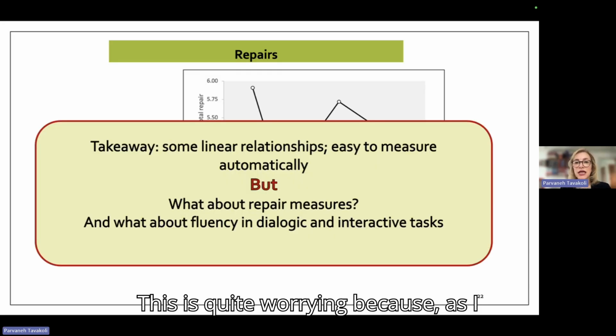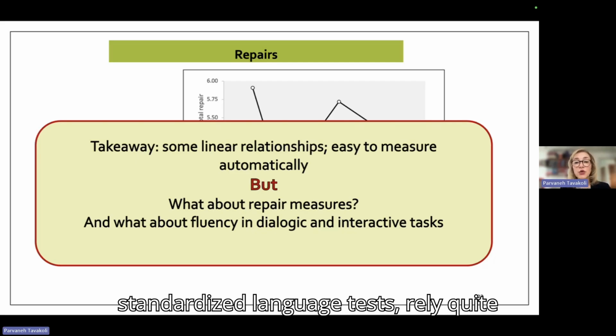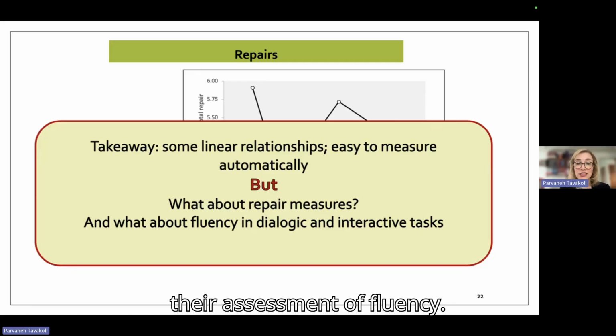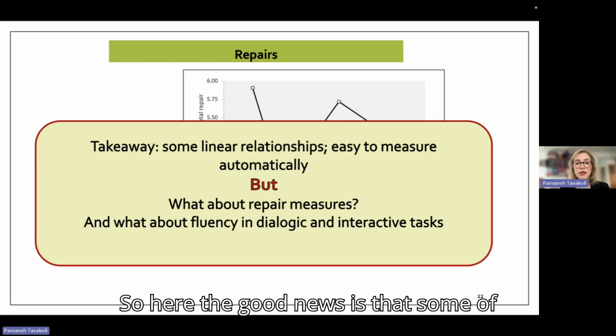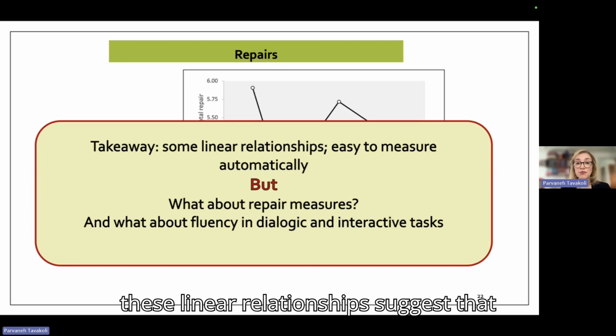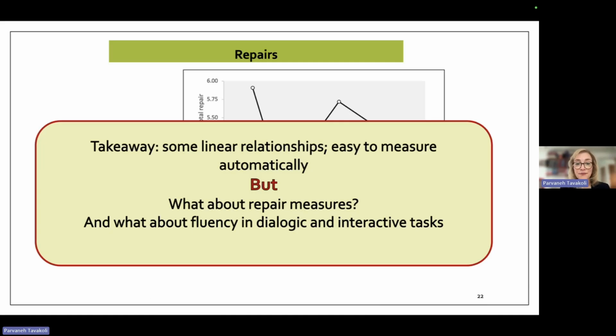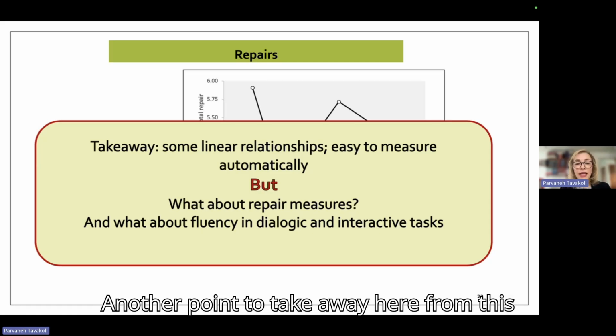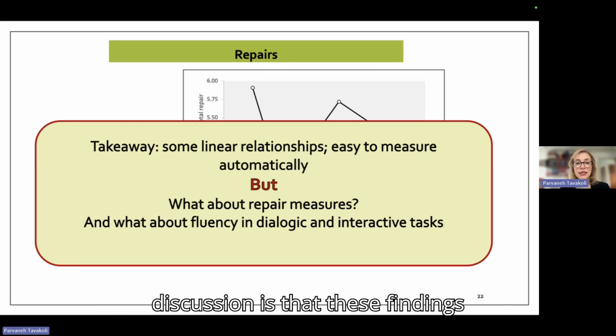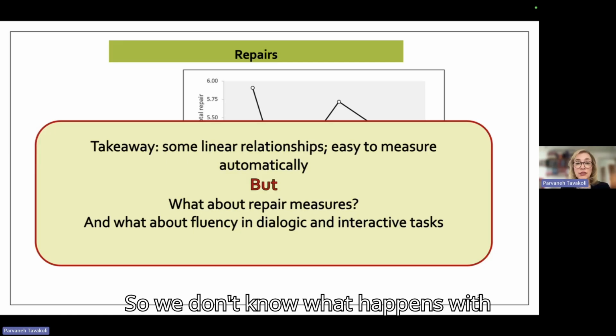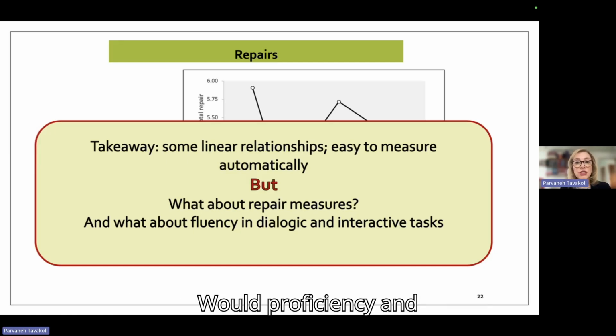This is quite worrying because, as I mentioned before, a lot of international standardized language tests rely quite heavily on repair measures in their assessment of fluency. So here, the good news is that some of these linear relationships suggest that they can be automatically assessed, but not repair measures. Another point to take away here is that these findings were from monologic data collected from these tests. So we don't know what happens with dialogic interactive tasks. Would proficiency and fluency relate in a linear manner together?